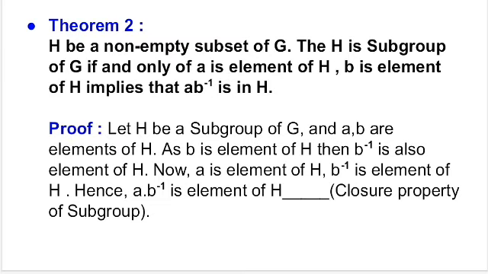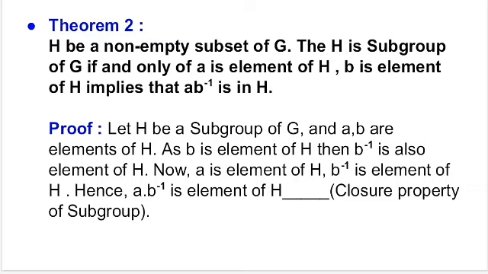Now let's go to the second theorem. If H is a non-empty subset of G, then H is a subgroup of G if and only if a is an element of H, b is an element of H implies that ab inverse is an element of H. So we are given here that H will be a subgroup of G if the given condition is satisfied, and the given condition is that a and b are elements of H implies that ab inverse is also an element of H. So let's see the proof.